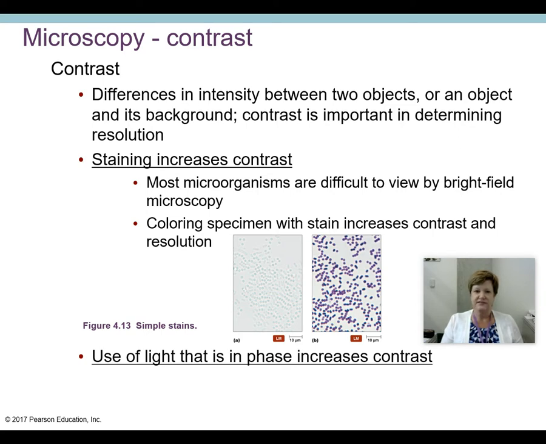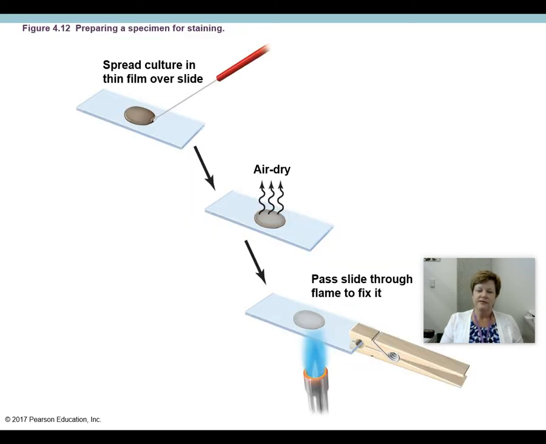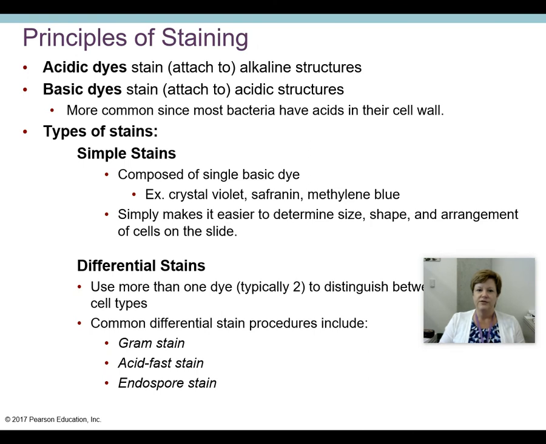So sometimes that's desirable. So on this slide, we just review how to make a specimen for staining. We make a smear. You put a liquid culture in a thin layer on a slide. You let it air dry, and then you heat fix it by passing it through a flame, a Bunsen burner. Then you put the stain on. Most bacteria have acids in their cell walls. We talked about teichoic acid. There's other kinds of acids in cell walls. Mycolic acid is another one.